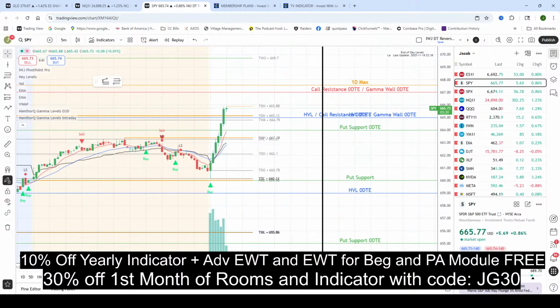Is this a new count here on SPY? I have to zoom out and look and see if they've broken. No, I think 6,700 is what they had to hold, and they're right in that zone right now, somewhere around 6,700. I have to look.